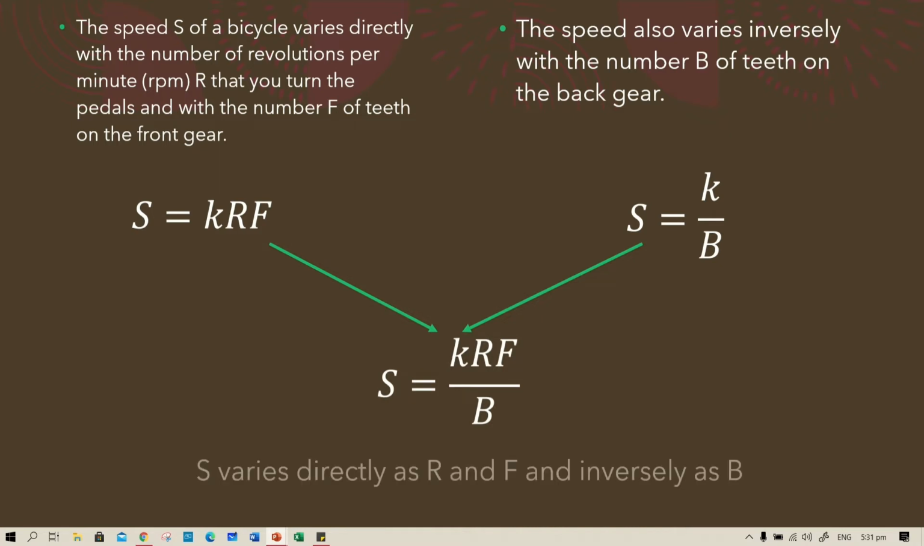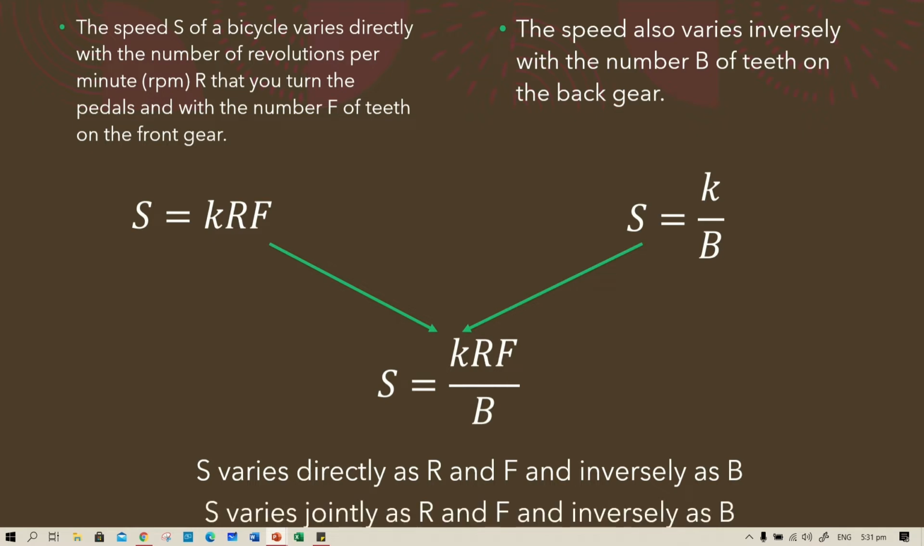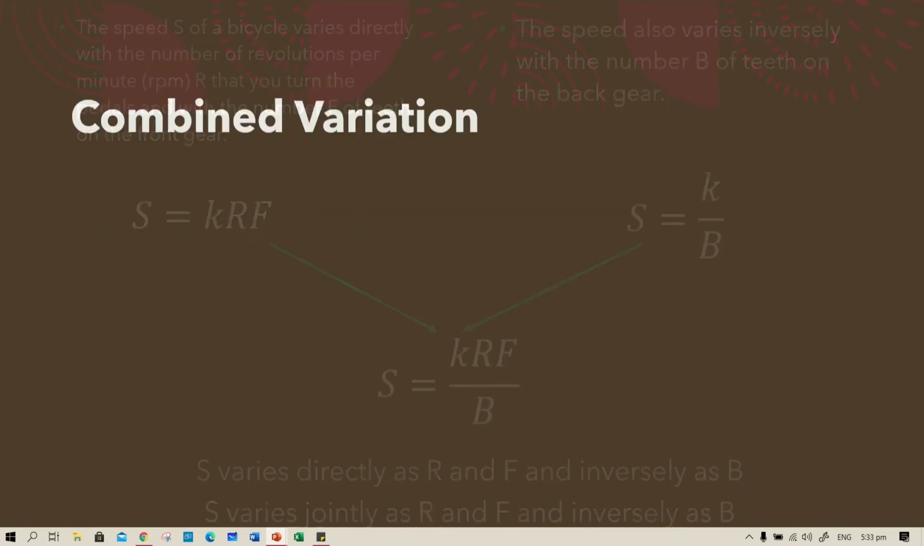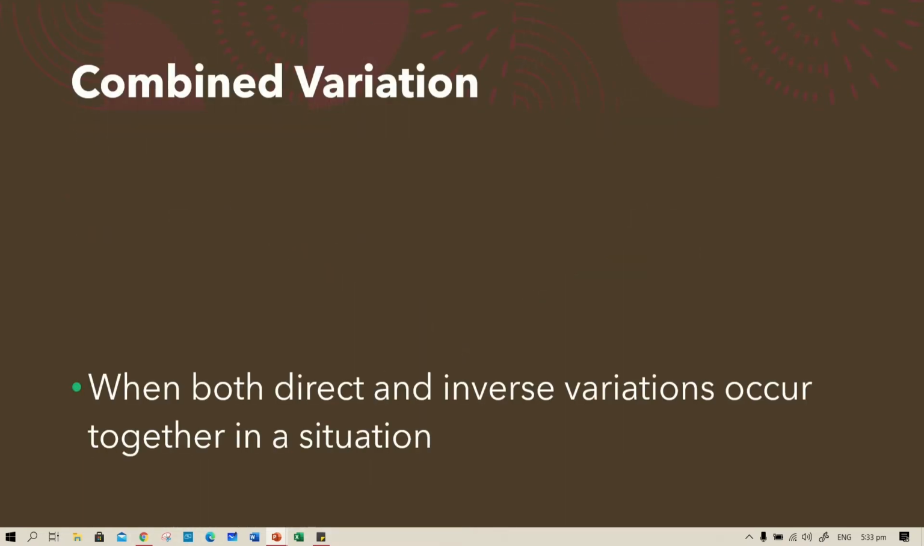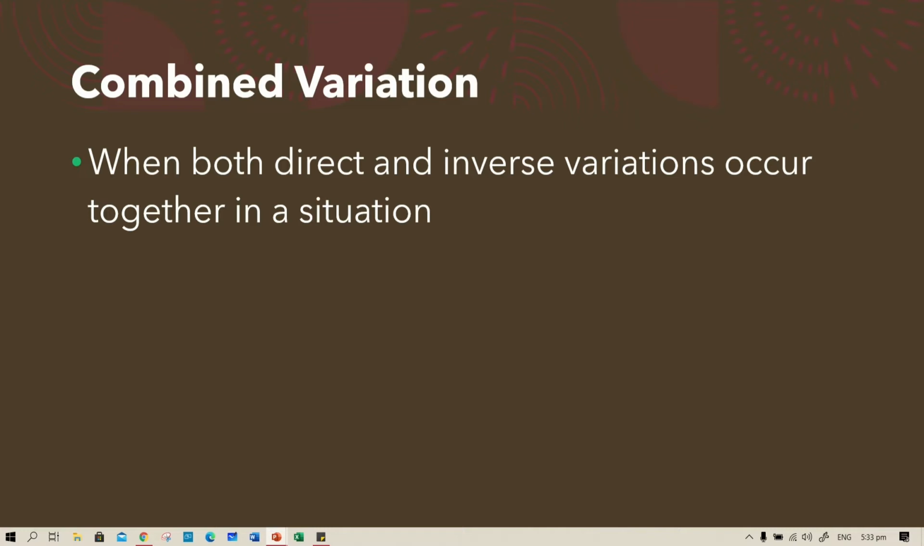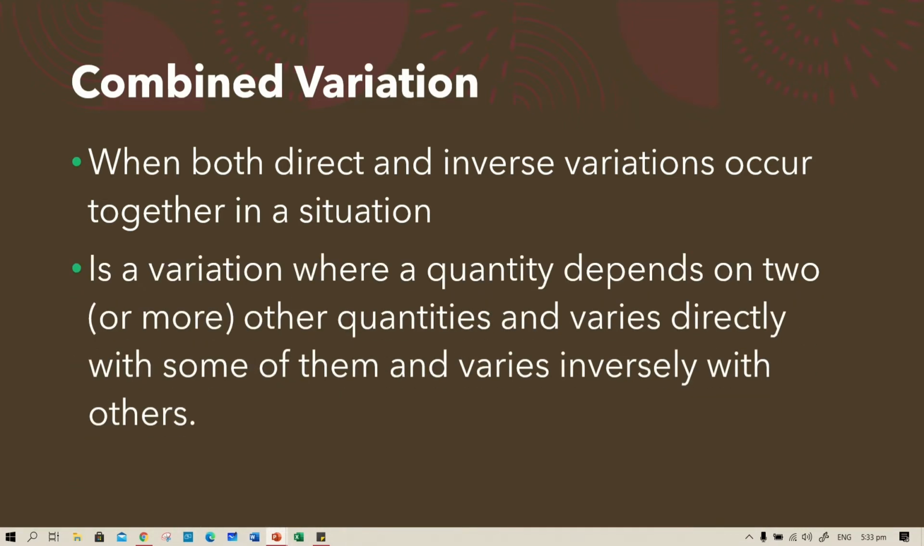And we read this as S varies directly as R and F and inversely as B, or S varies jointly as R and F and inversely as B. We call this combined variation. Combined variation occurs when both direct and inverse variation occur together in a situation. It is a variation where a quantity depends on two or more other quantities and varies directly with some of them and varies inversely with others.